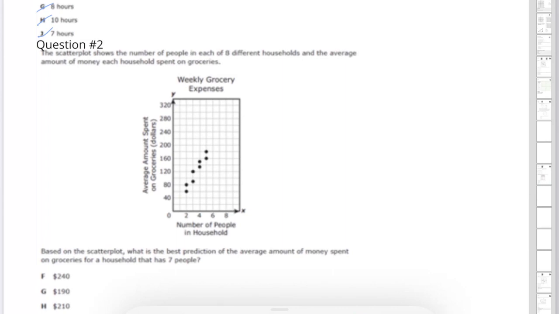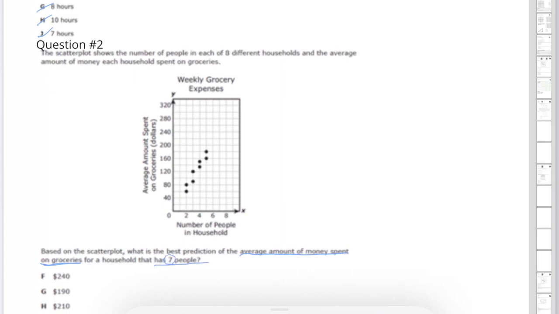It says the scatter plot shows the number of people in each of 8 different households and the average amount of money each household spent on groceries. Based on the scatter plot, what is the best prediction of the average amount of money spent on groceries for a household that has 7 people? Okay, so let's read that question one more time. Based on the scatter plot, what is the best prediction of the average amount of money spent on groceries for a household that holds 7 people.